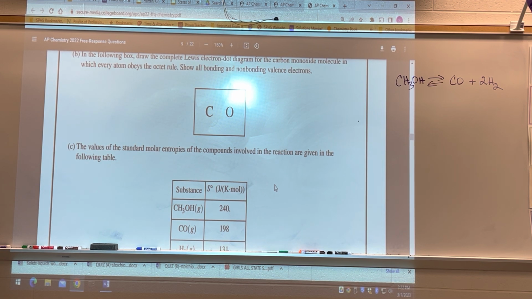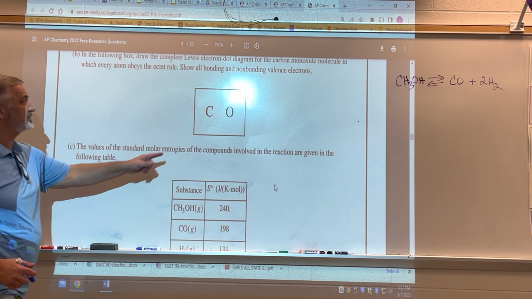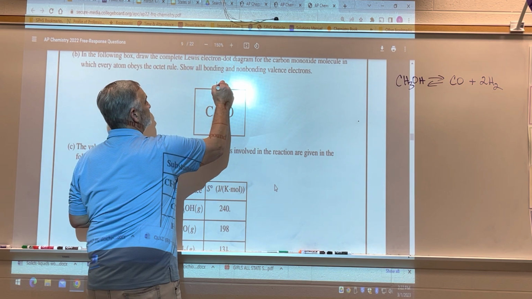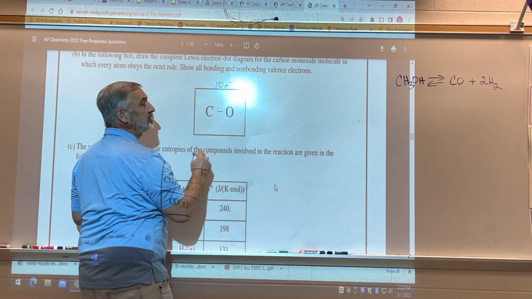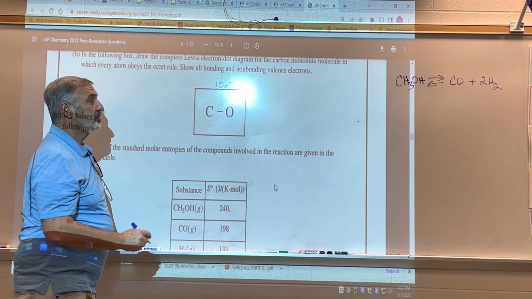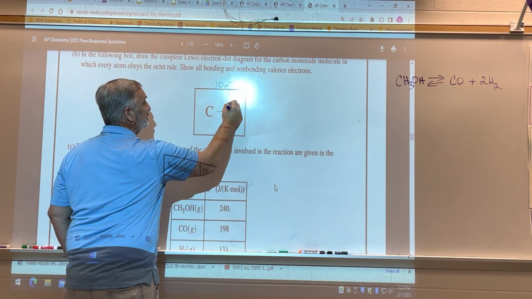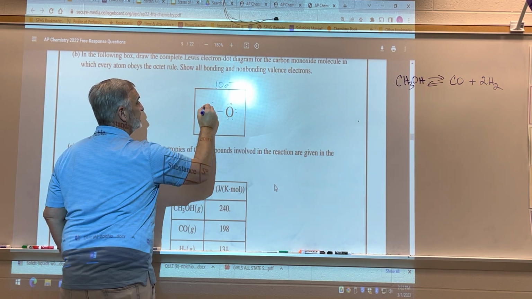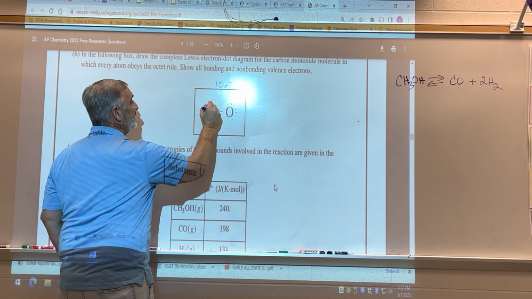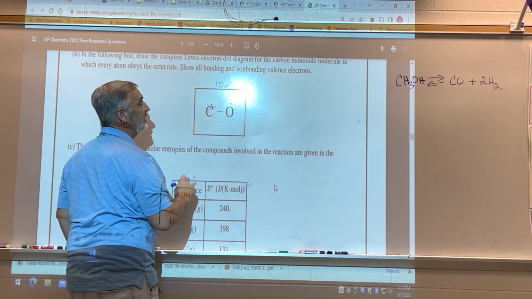So what's the first step in writing a Lewis dot structure? Total number of electrons. 4 plus 6 is 10 electrons. Okay? Draw a single bond between the two. Put my electrons around. That's 2, 4, 6, 8, 10. Now, if you put them around the carbon first, that's 100% fine. It won't matter.